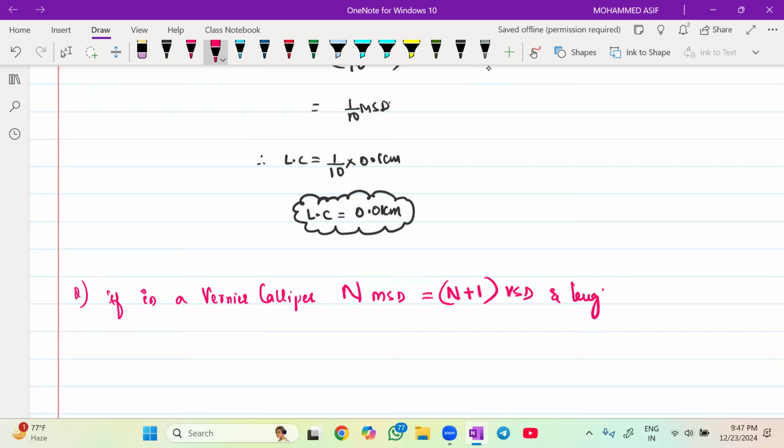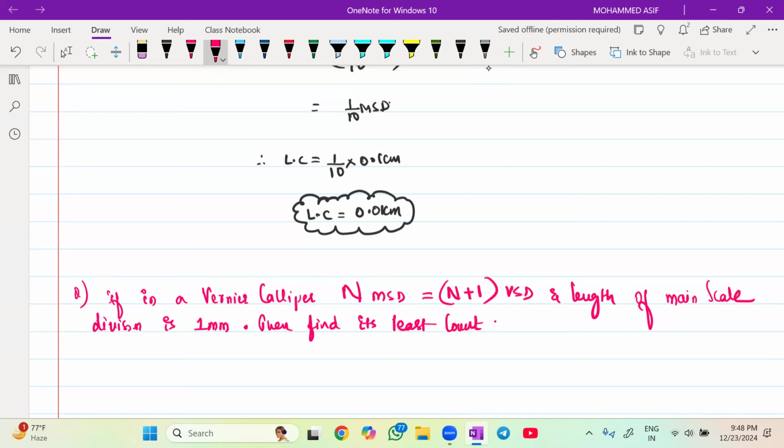And the length of the main scale division is 1 mm, beta. Make sure of your units. It is 1 mm. Now the question is, find its least count.